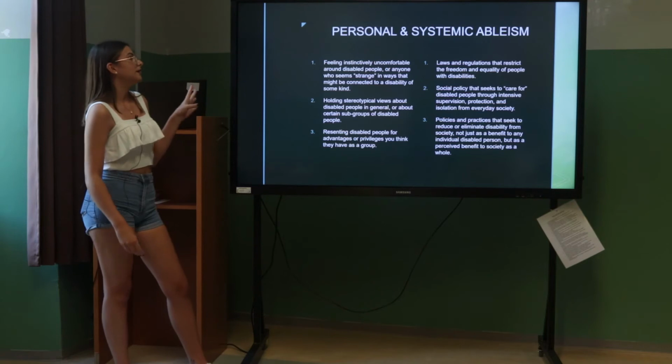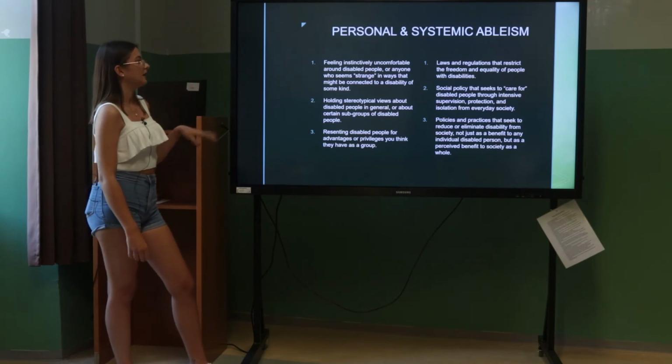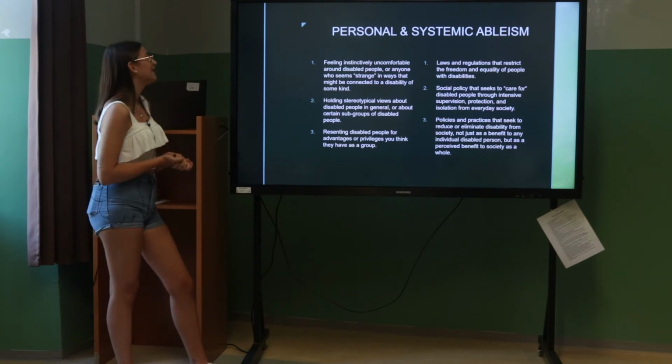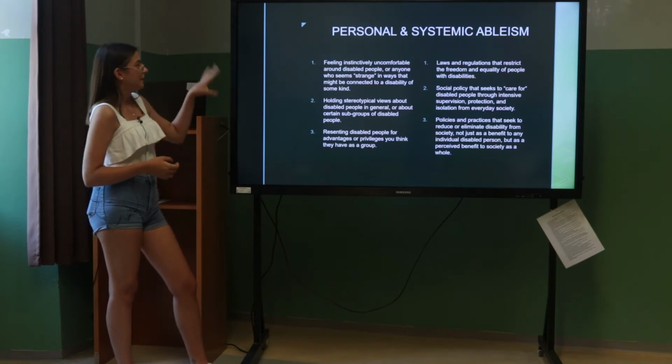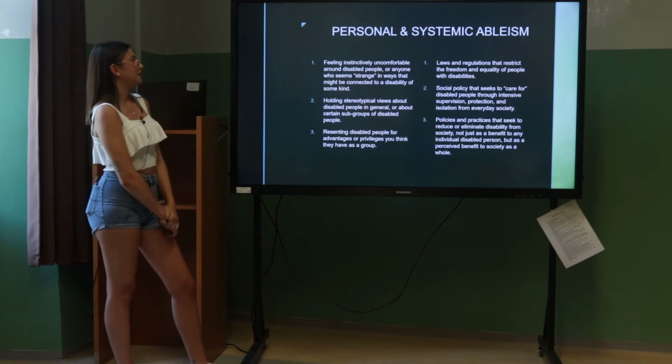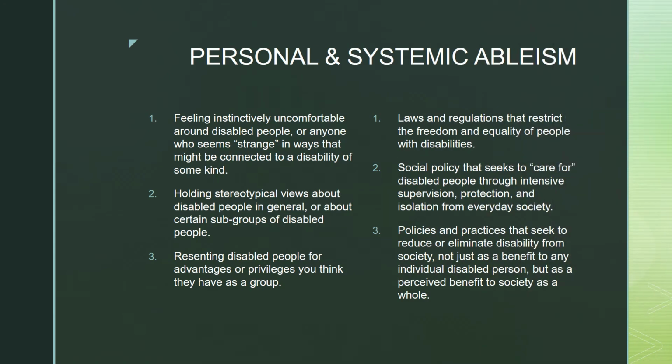There are 2 types of ableism, personal and systemic. The personal one is a bit more simple. There are 3 main points of it. The first one is feeling instinctively uncomfortable around disabled people or anyone who seems strange in ways that might be connected to a disability of some kind.